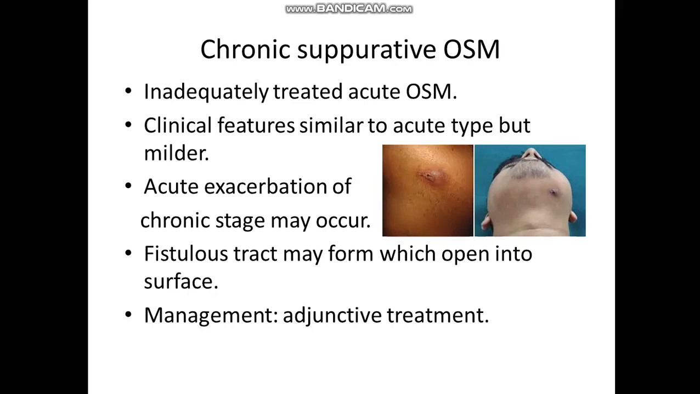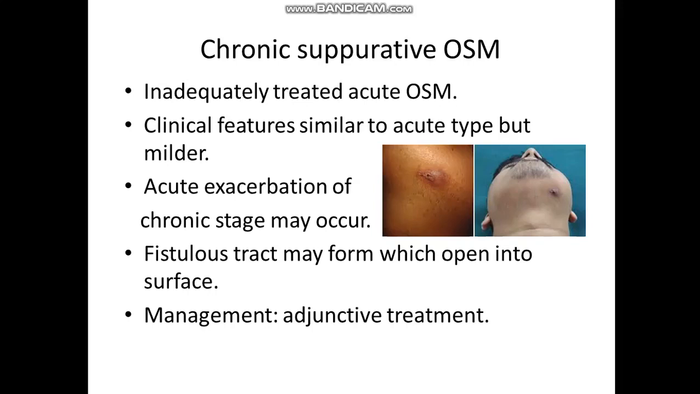Acute exacerbation of a chronic stage may occur. Acute exacerbation means that, as we mentioned before, the signs and symptoms of chronic suppurative osteomyelitis are milder than those of the acute stage. But sometimes the signs and symptoms or the clinical manifestation might become more aggressive for certain reasons.